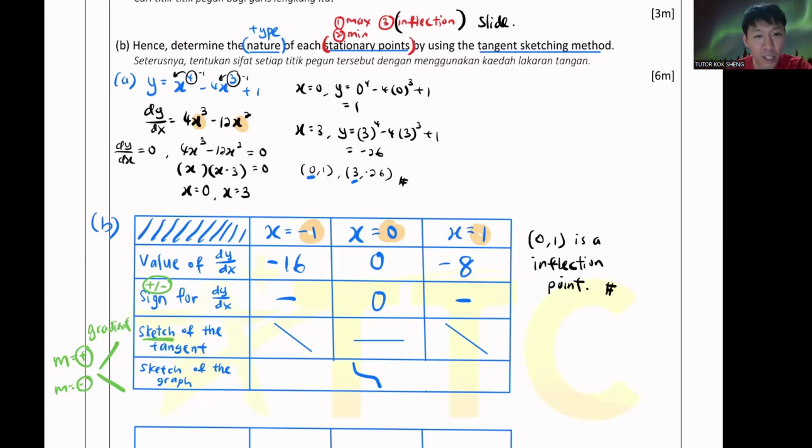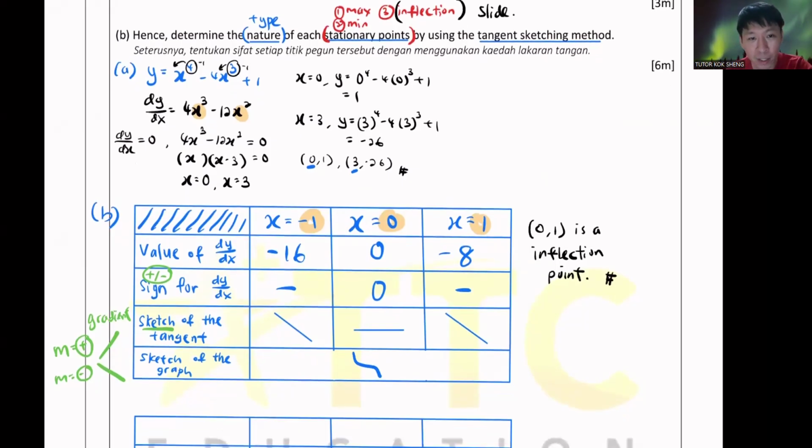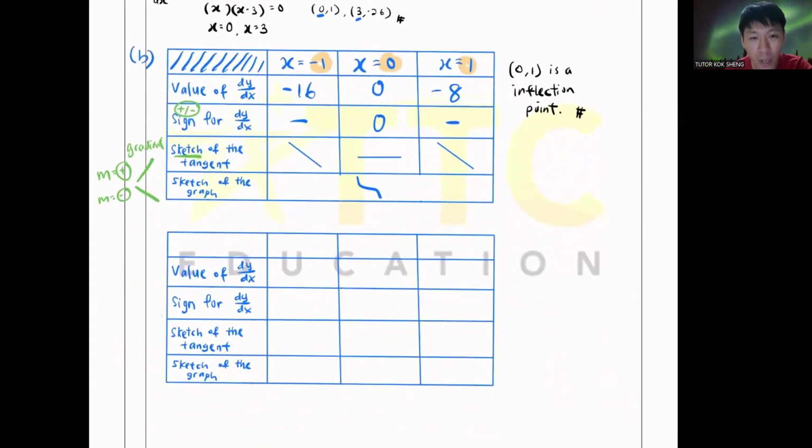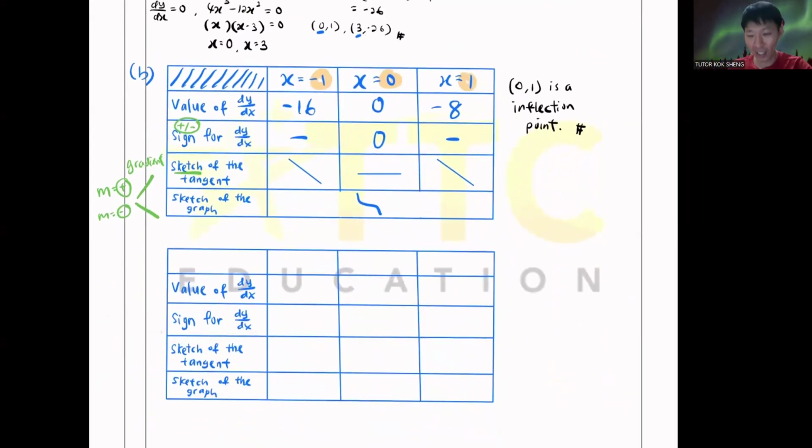The last one, the 3, I can let you try. For x equals 3, the second point should be okay for you also. Not too hard. Is it okay with the tangent sketching method? Should be okay. I think you should know, your school teacher should discuss in class actually. Not sure.